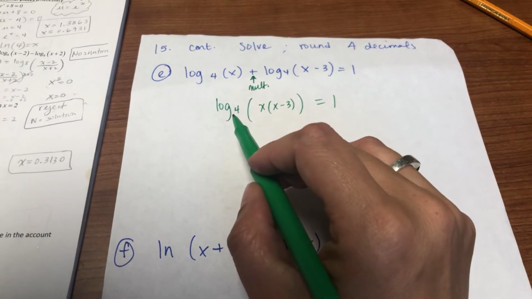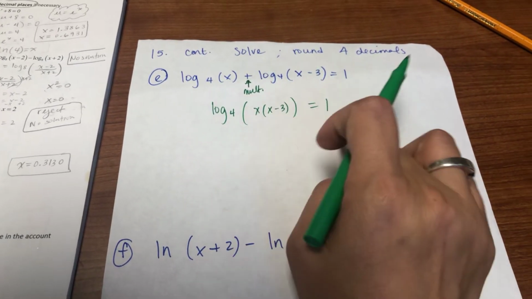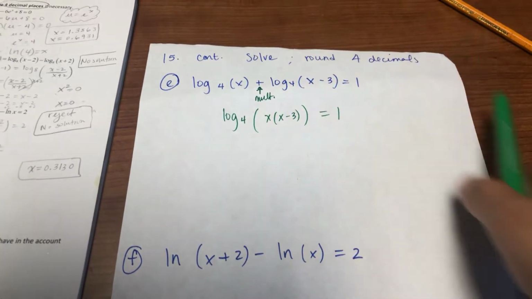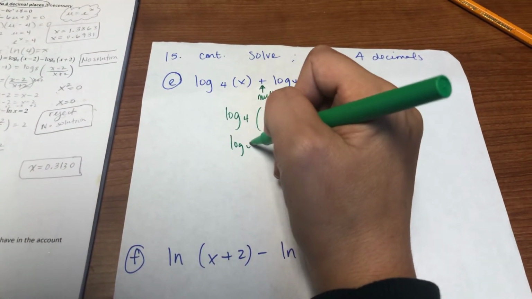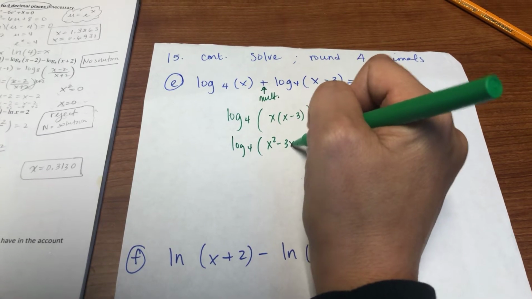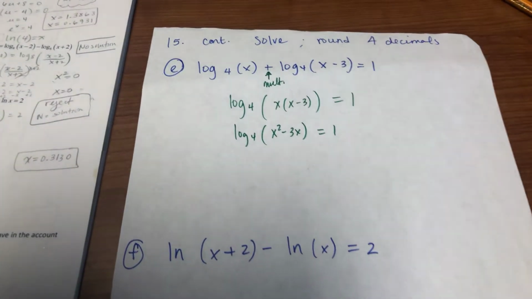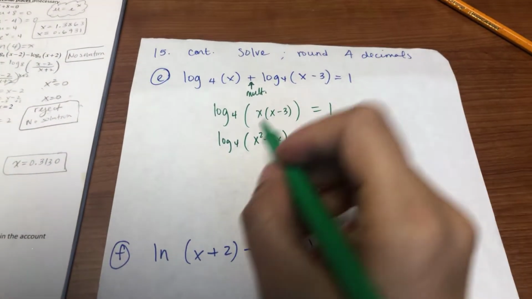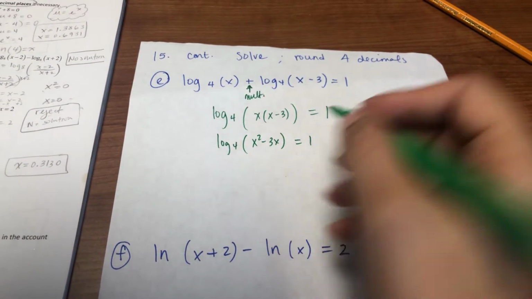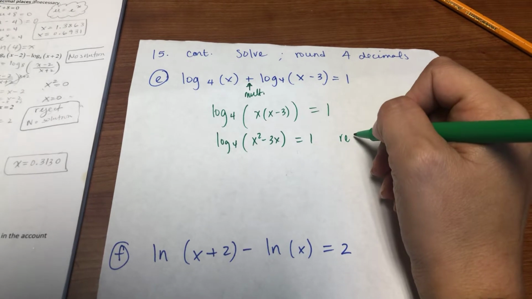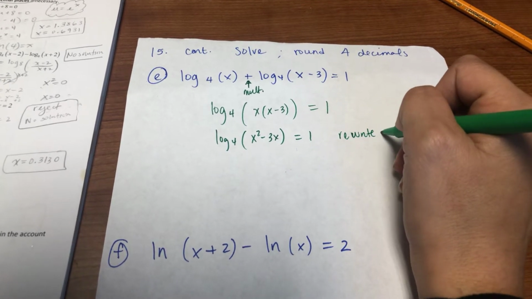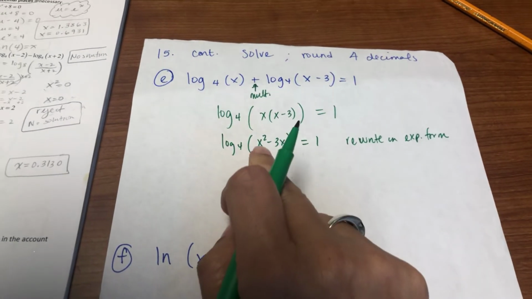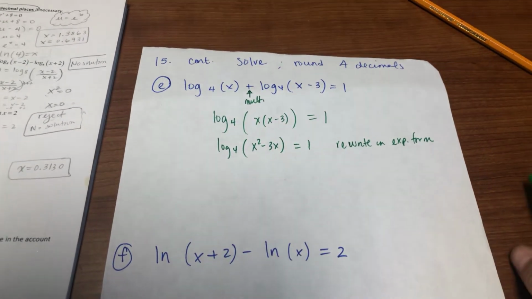In this particular scenario, we have a log equal to just a number. Even if you were to clean this up and make it log base 4 of x squared minus 3x equals 1, you'd still have the same dilemma. So here is what we do to get out of this predicament. We need to rewrite this in exponential form. This will help us free our trapped exponent.